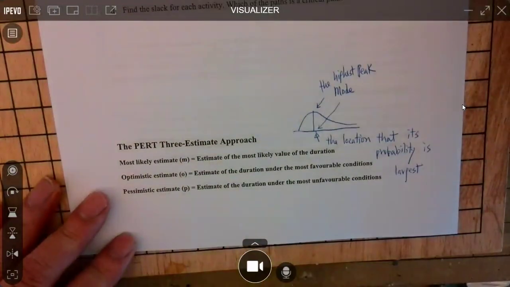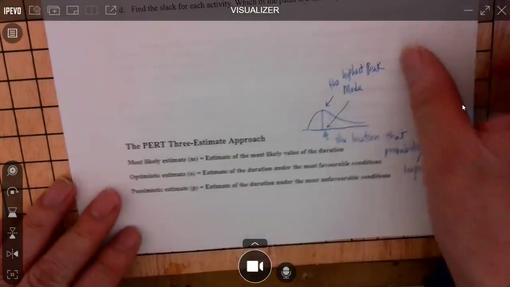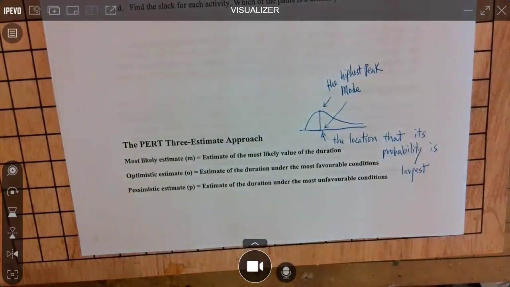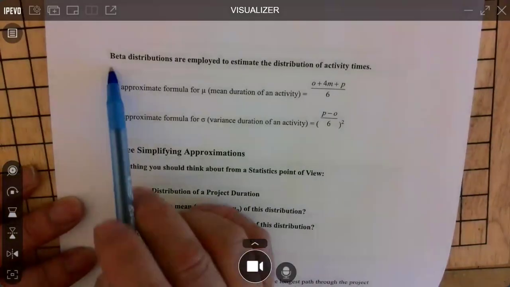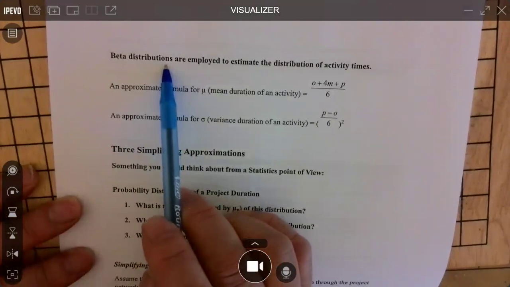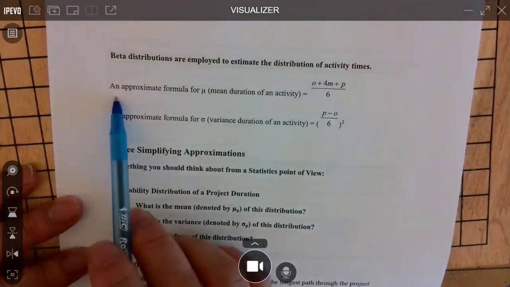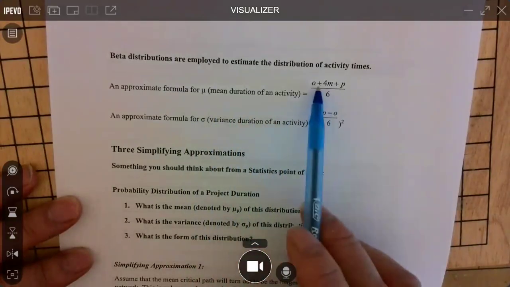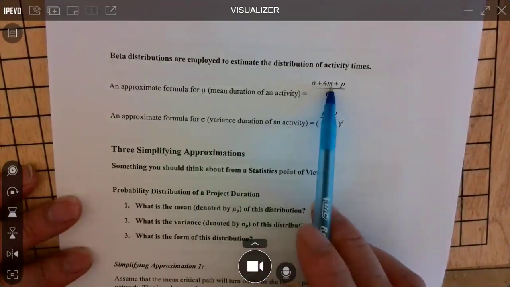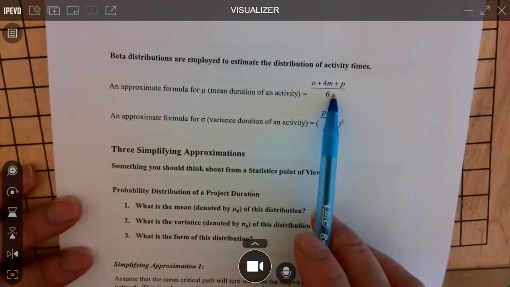Now, let's flip to the next page. In project management, we use beta distribution to estimate the distribution of activity times, okay? An approximate formula for mean duration of an activity, is optimistic estimate plus 4 times most likely plus pessimistic estimate divided by 6. This is for average, mean.